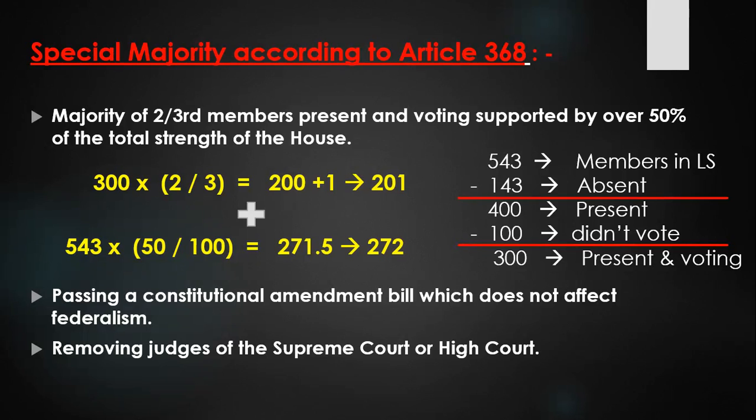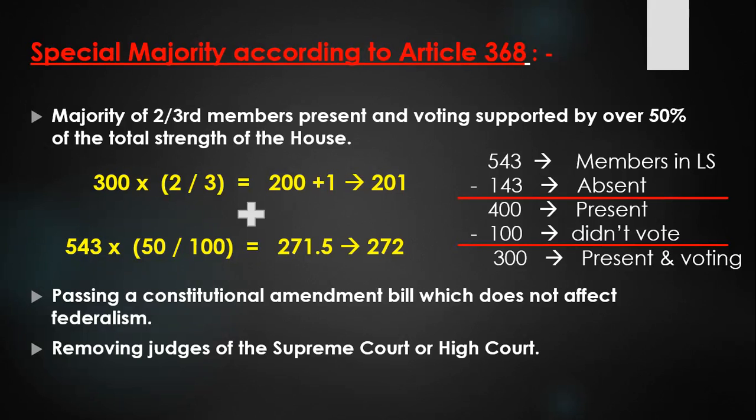And now we need more than that because majority means more. So the number will come 272, because 272 is the next integral number which is more than 271.5. Okay. So now friends, what does it mean? Suppose, according to the language of this sentence, what is the majority of 2/3 of the members present and voting?